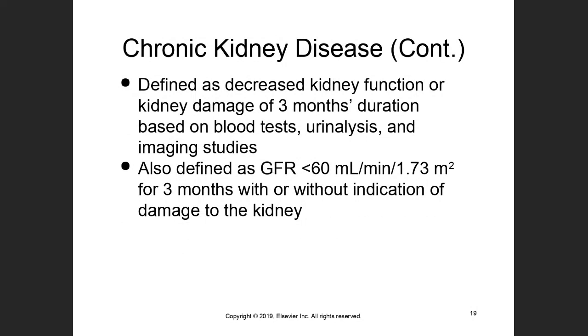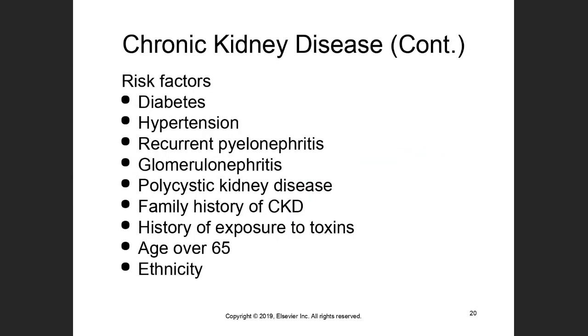Defined as decreased kidney function or kidney damage of 3 month duration based on blood tests, urinalysis, and image study. Also defined as, okay, this is the real definition of kidney injury, because what you measure to classify the chronic kidney injury is glomerular filtration rate. Risk factors: we have diabetes, hypertension. Hypertension is number one, not number two. Recurring pyelonephritis, glomerulonephritis, polycystic kidney disease, and so on.